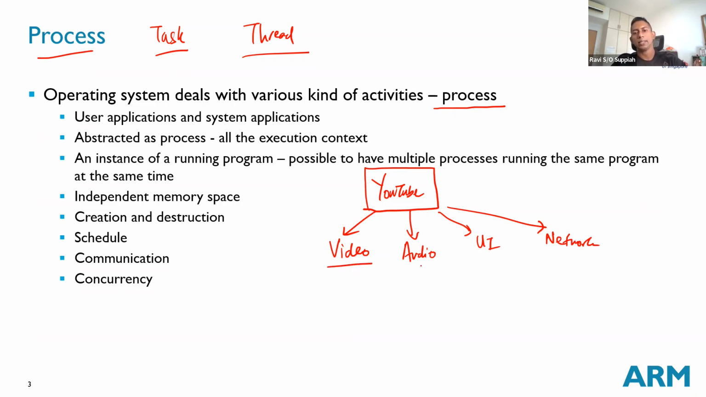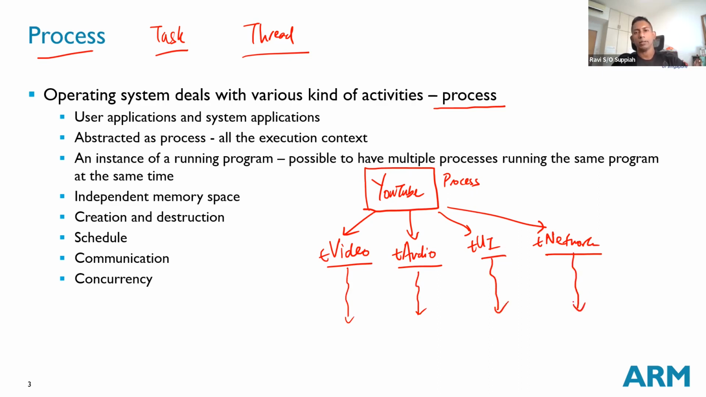Now, these activities that are related to this higher level process are what we generally call threads or tasks. So I have a higher level process that I want to run, and to make this process run effectively, you have multiple threads or tasks. We call them T video, T audio, task UI, task network, and so on. Each of them will have to run to manage different aspects of the process.